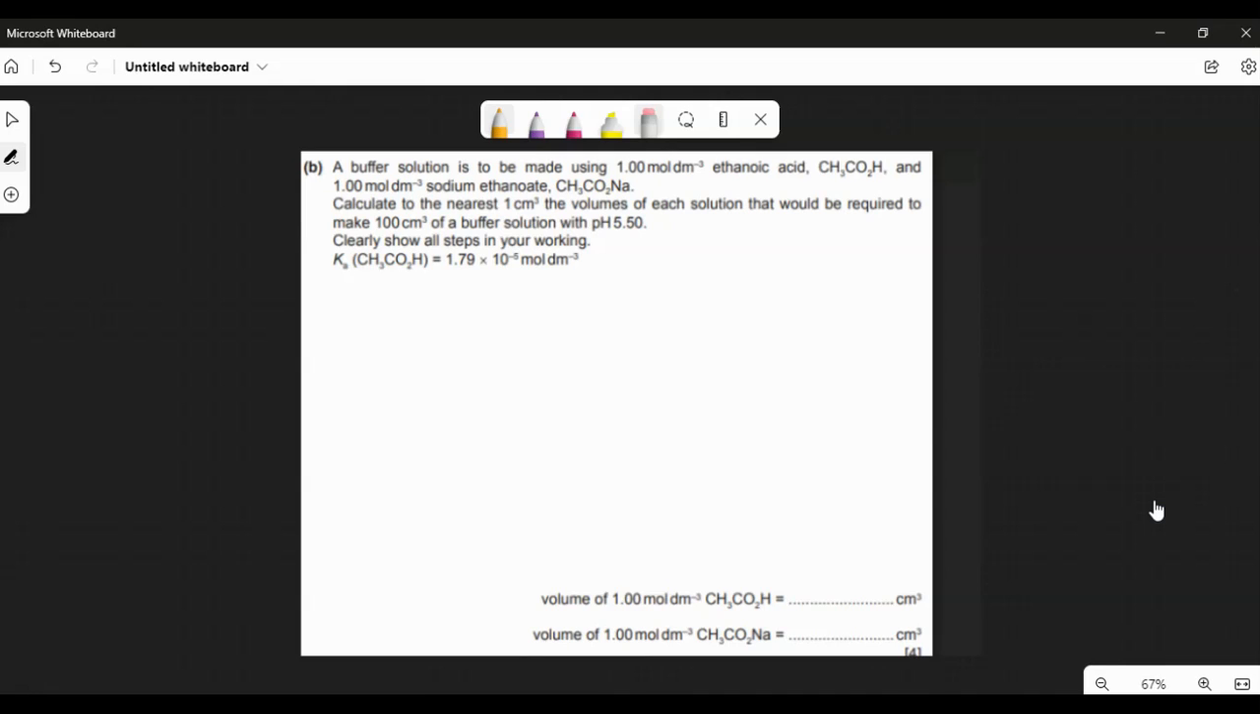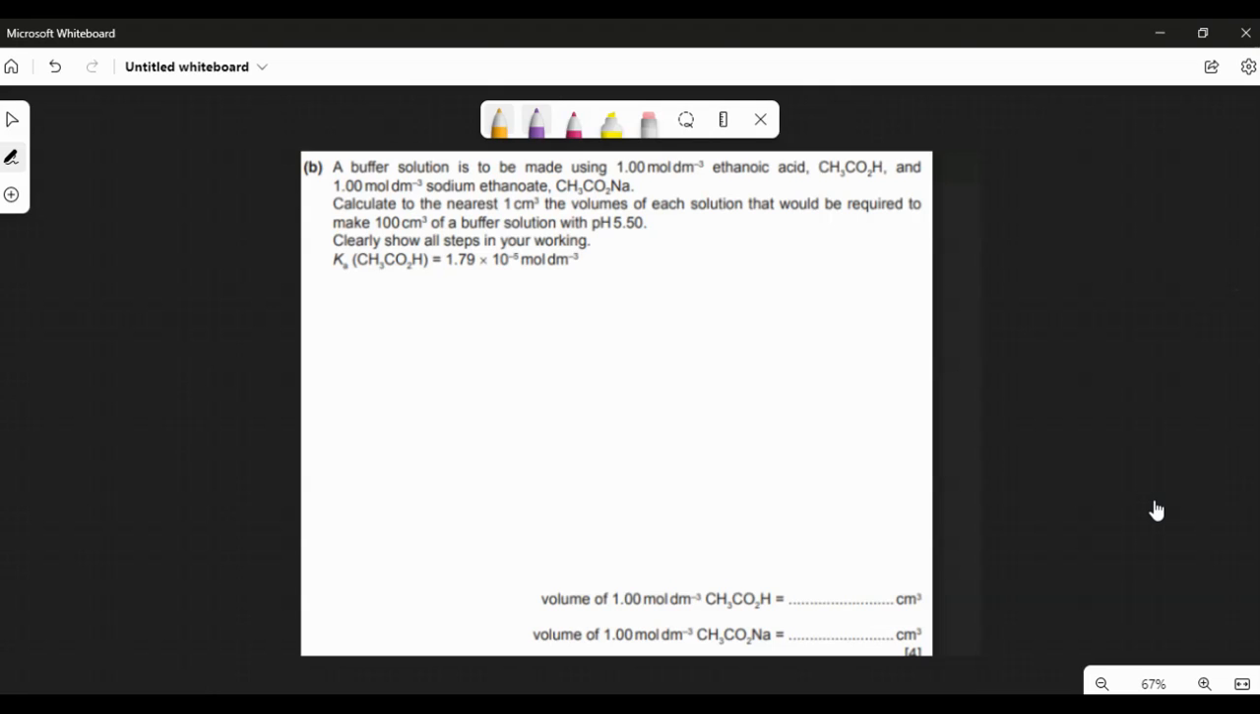It's a buffer one. Looks nasty, but it's actually not so bad. Buffer solution is to be made using 1 molar ethanoic acid and 1 molar sodium ethanoate. We've got to calculate to the nearest cc the volumes of each solution that would be required to make 100 cc of a buffer solution with 5.5 pH. Please show all steps in your working, and it gives us the Ka value.